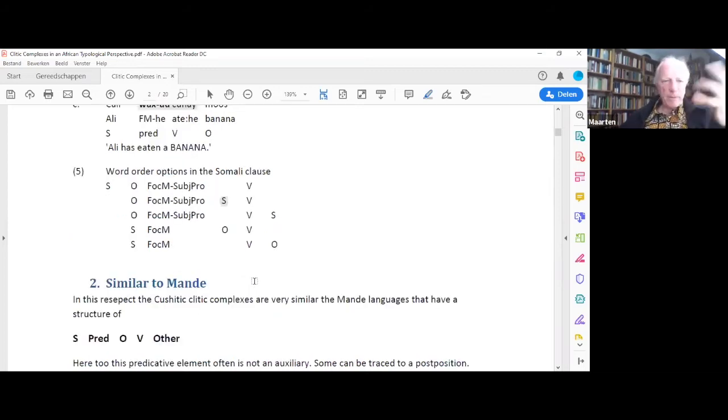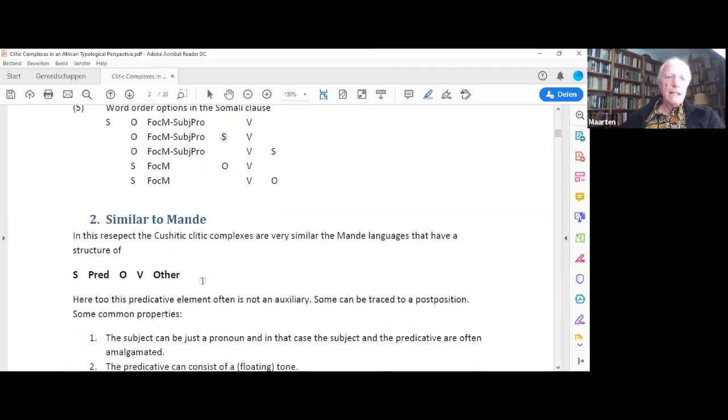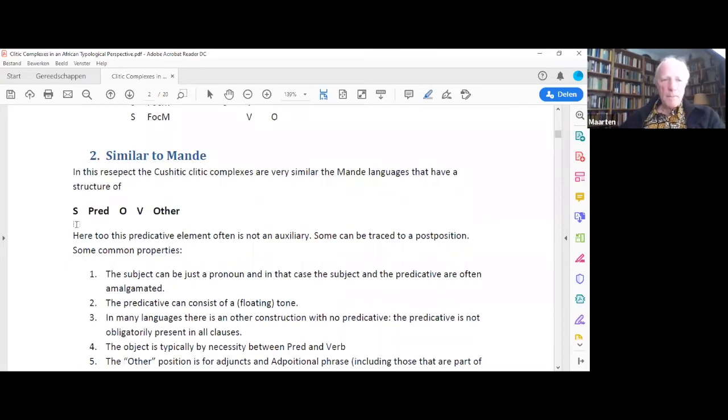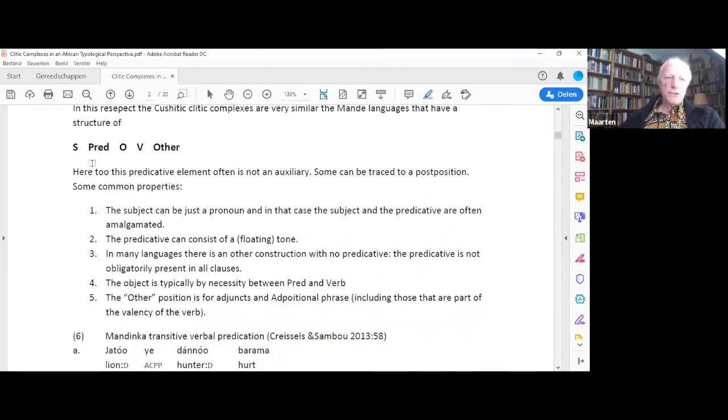This superficially similar syntax of Iraqw and Somali is also similar to Mande. The Mande languages have a very rigid order: subject, predicative, object, verb, other. So this subject can often be just a pronoun, and then the subject and the predicative can fuse. The predicative can be just a tonal marking, but the object will always be between that, always within what I have been calling the verbal brace.